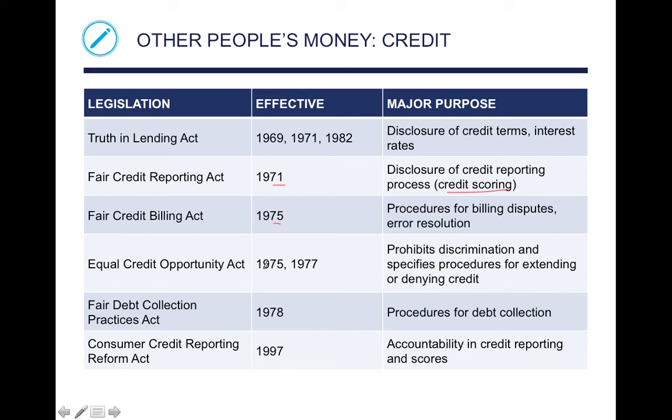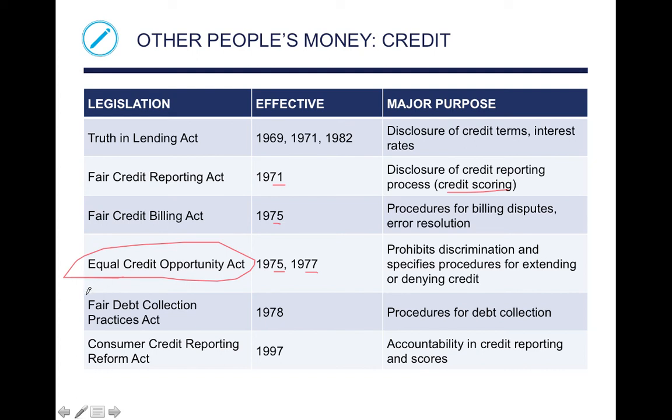Equal Credit Opportunity Act, 1975, 1977, prohibits discrimination and specifies procedures for extending or denying credit. One thing you can look up on your own time is redlining, R-E-D lining. That's when they used to determine your creditworthiness depending on the color of your skin, right? It was a systematic way of getting people to live in certain neighborhoods. Now that's illegal. They can't do that, although there are some people who speculate that they still do.